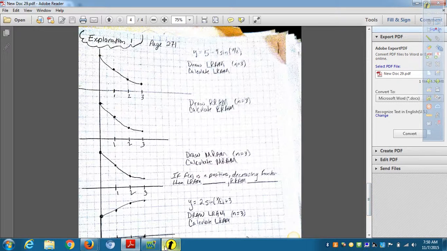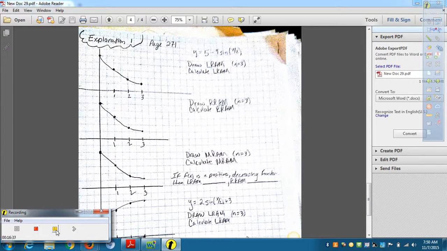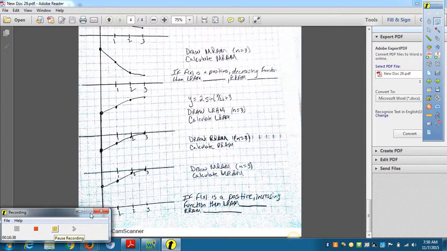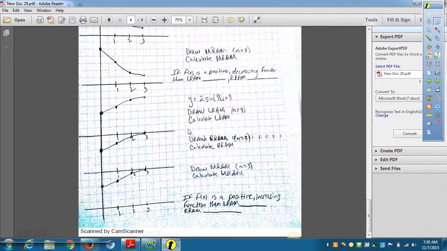And now let's get down to the bottom 3 problems. So our next function is y equals 2 sine x over 2 plus 3. And you'll do a left rectangular, a right rectangular, and a midpoint. And given a function that is a positive increasing function, will LRAM be an overestimate or an underestimate? And will RRAM be an overestimate or an underestimate?